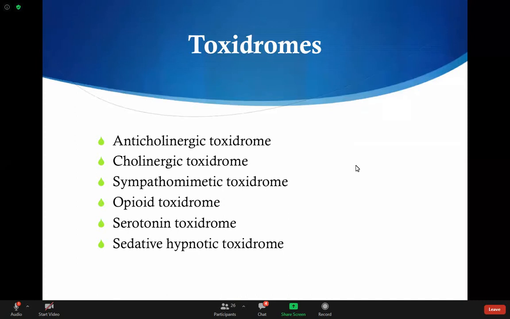All right, so it's very important that you recognize these. What we mean by toxidromes are signs and symptoms that will guide you to the substance the patient took, whether a medication or a toxin. We have several toxidromes: anticholinergic, cholinergic, sympathomimetic, opioid, serotonin, and sedative-hypnotic toxidromes. We'll speak about each one in detail.